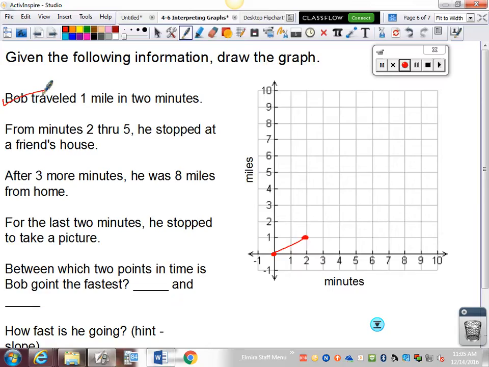The second clue said from minutes 2 through 5, he stopped at a friend's house. Stopped means a flat line from 2 to 5. After 3 more minutes, well, we're already on minute 5, so after 3 more minutes, we're talking about minute 8, so I know it has something to do with 8 minutes. He was 8 miles from home. So here's 8 miles, 8 minutes, and put a dot.